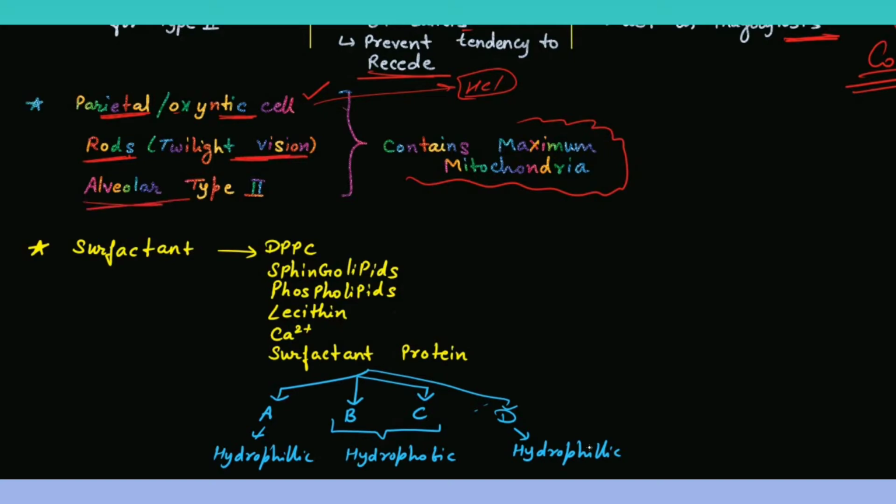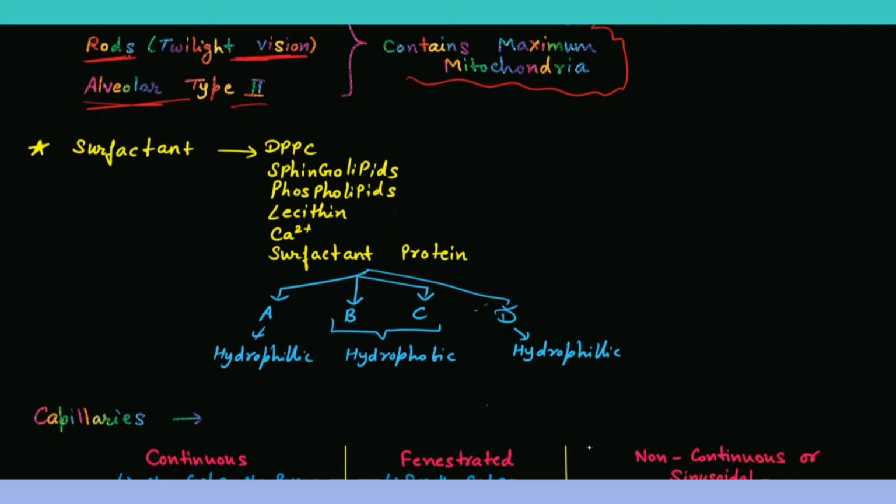And the alveolar type 2 cells, or alveocyte type 2, contain the maximum mitochondria. So in the question they can ask which cell of the lungs contains maximum mitochondria. That is the alveocyte type 2, or alveolar type 2, or pneumocyte type 2. Okay.